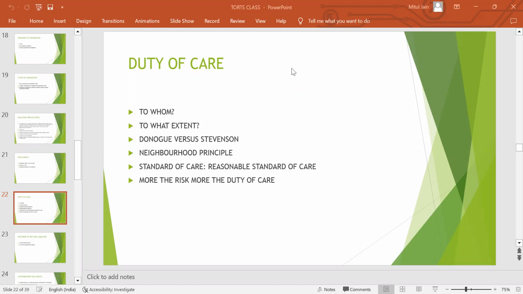Let's take another situation. Suppose there is a lizard in your Parle-G biscuit. Who would be responsible? The company, because the packaging has been done by the company.